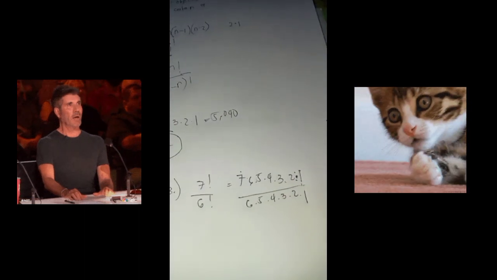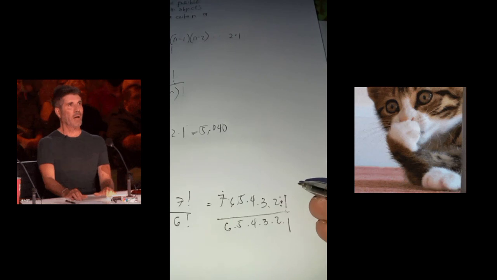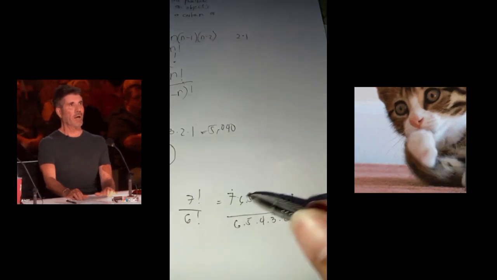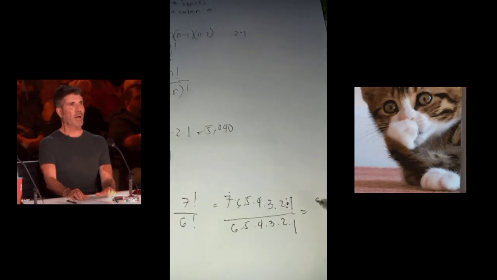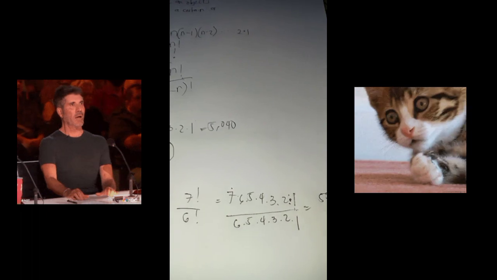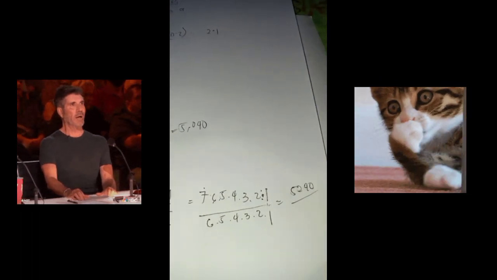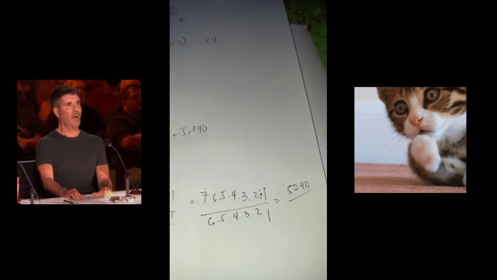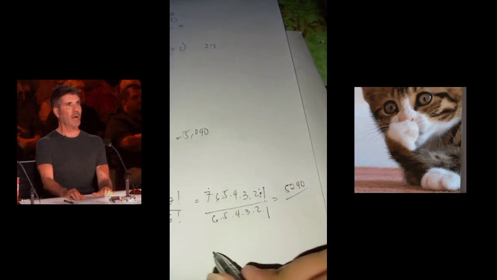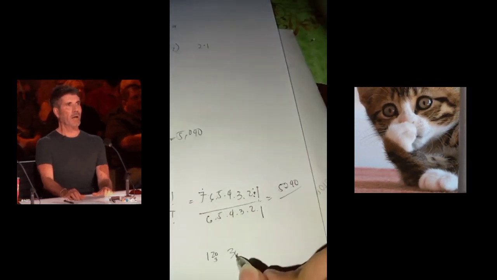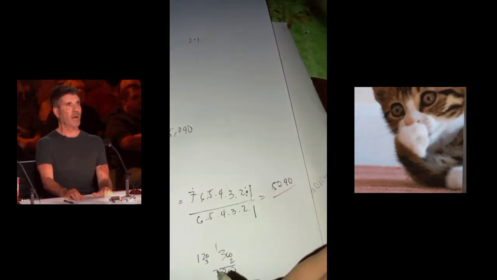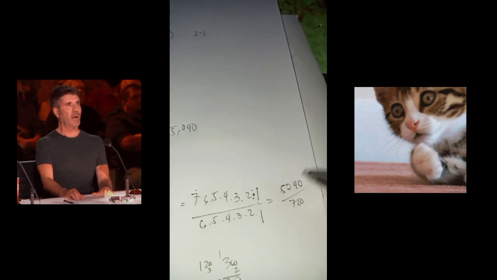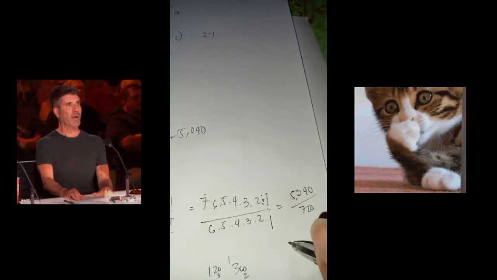One thing that I can help you with, the first or basic way of calculation: you evaluate 7 times 6 times 5 times 4 times 3 times 2 times 1. That will give you 5040. Then the other one is 6 times 5 is 30, times 4 is 120, times 3 is 360, times 2 is 720, and times 1 is 720. The denominator is 720, the numerator is 5040. If you divide that, it will give you 7.